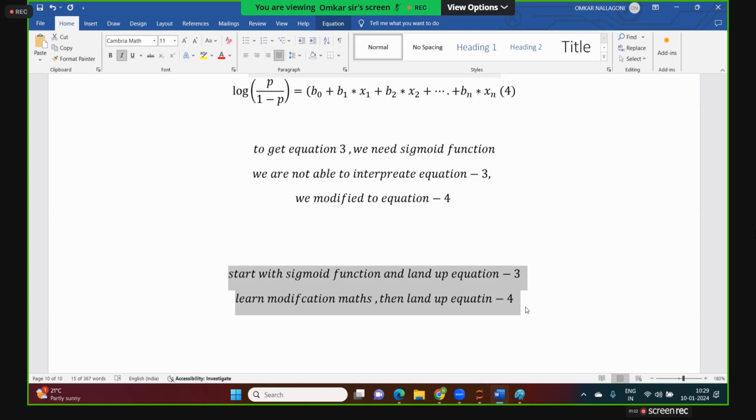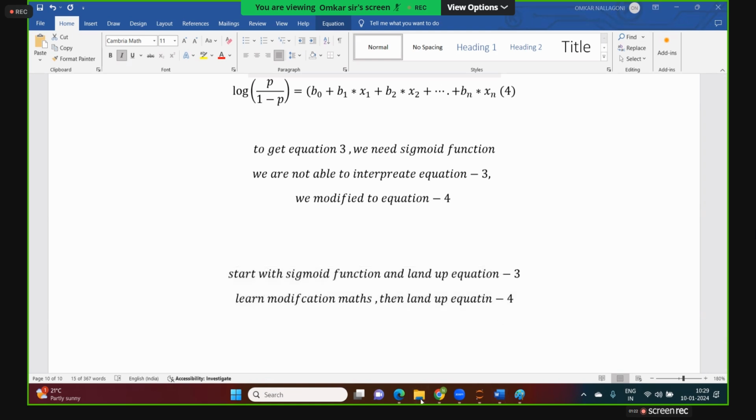Start with the sigmoid function and land up with equation 3. Then write that I am not able to interpret because it is a non-linear equation. So write the mathematics and land up at equation 4. Then logistic regression is completed. And whatever you find in the coefficients, that story is the same again. We already did it in linear regression, right? The same story is applicable here, because you are using linear equations.